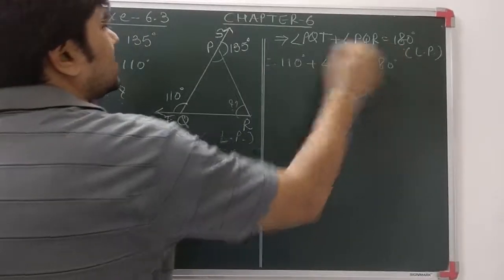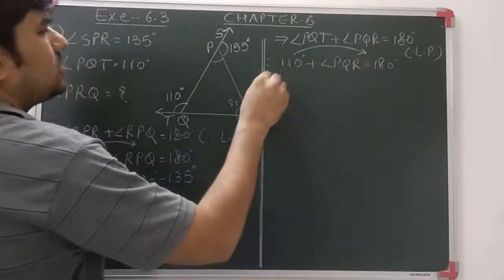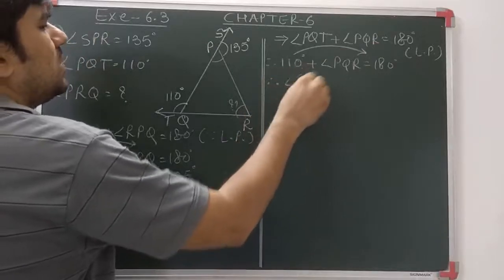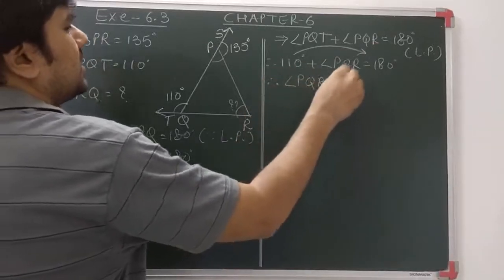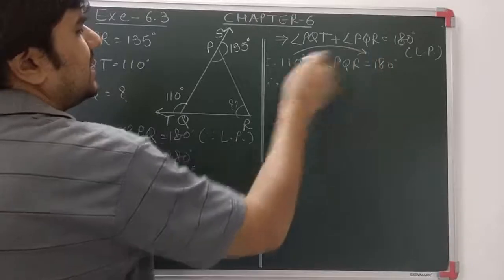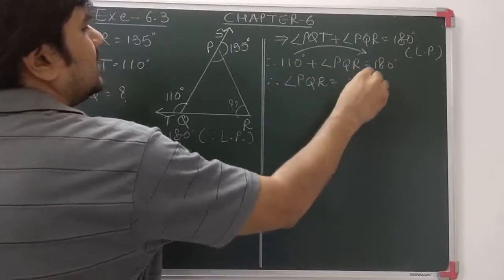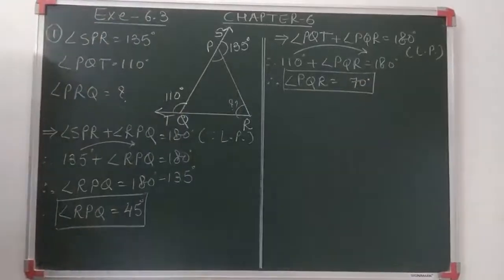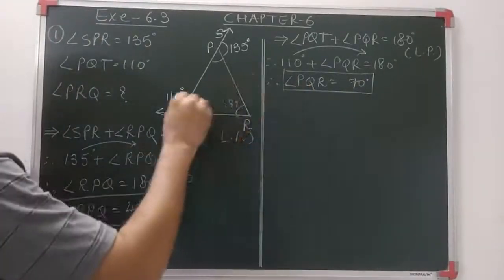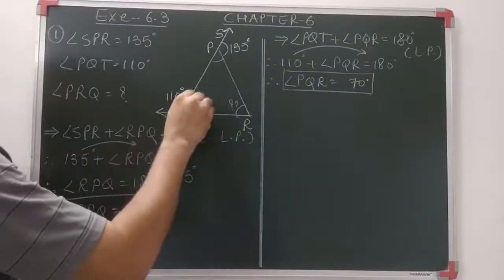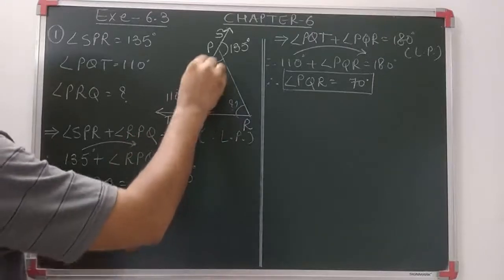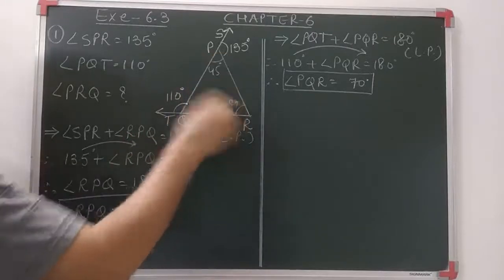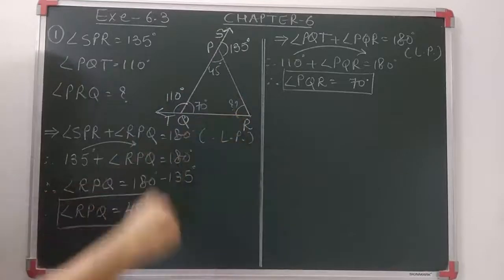So we will take this 110 to the right hand side to obtain PQR. So PQR is equal to 180 minus 110. I have written directly, that is 70 degrees. Again, this is not the angle we required. We obtain this one, so the interior angles we have. So now we know how to obtain the exterior angle. That means the third angle.